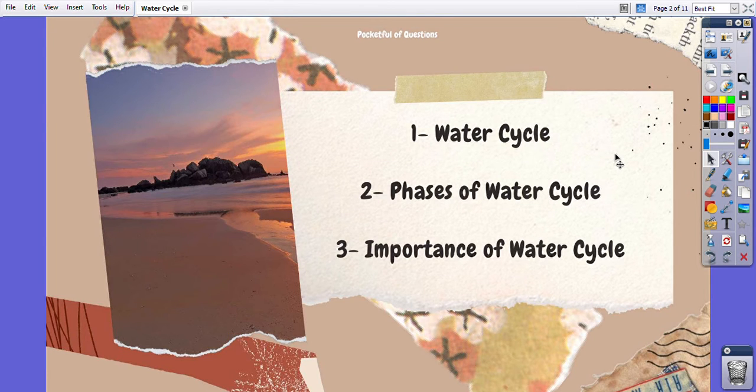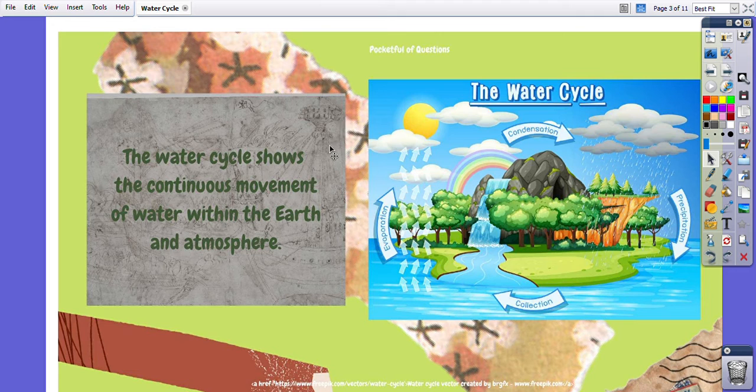In this video we will learn about the water cycle, phases of the water cycle and importance of the water cycle. The water cycle shows the continuous movement of water within the earth and atmosphere. Simply, it is nature's way to provide us with fresh water. As we all know, salty water present in seas and oceans cannot be used for drinking, washing and cleaning. So the water cycle is the way that nature provides us with fresh water.